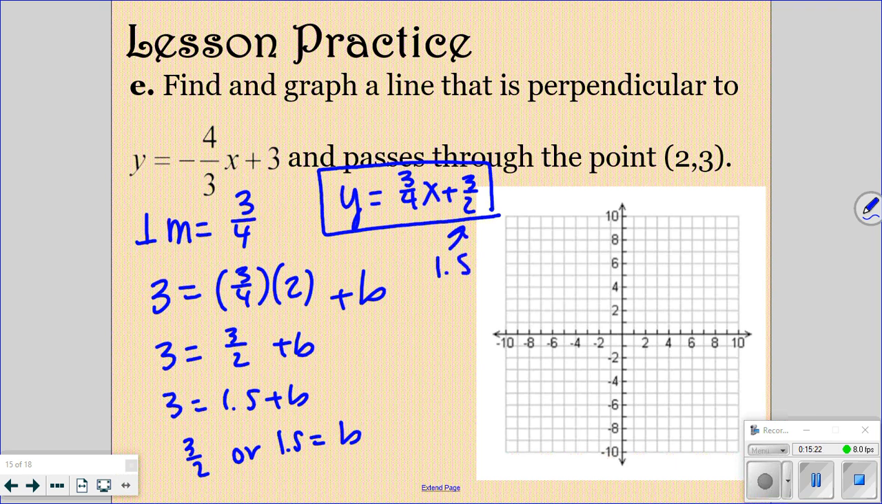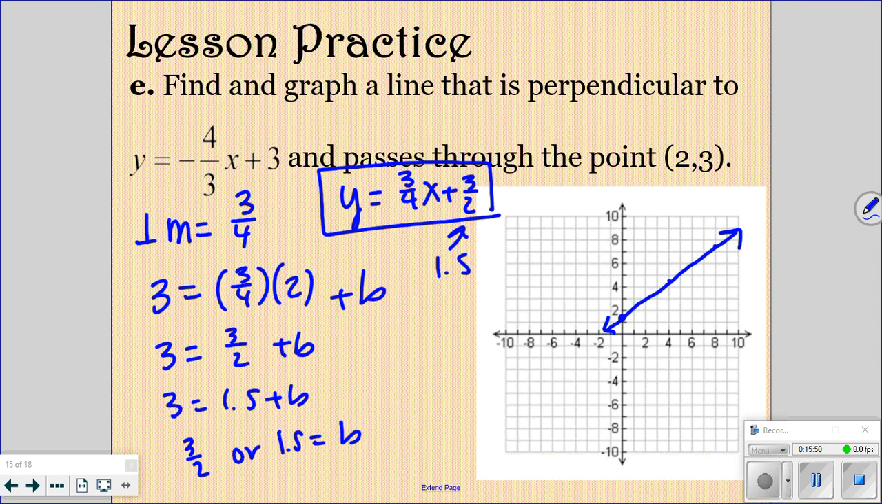And we want to graph it. So we're going to start at 1.5, and we're going to go up 1, 2, 3, and over 4. And then you're going to do that again. And then you connect your dots. And that would be your answer.